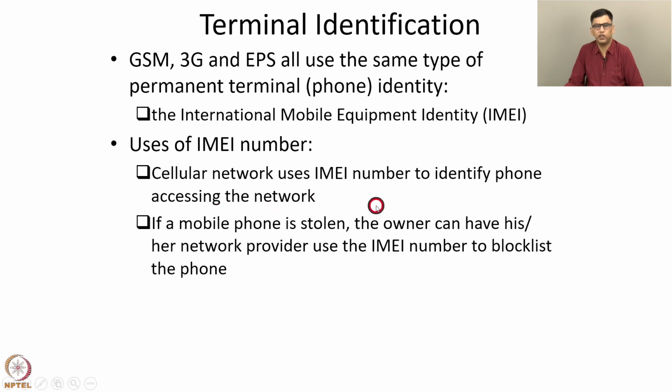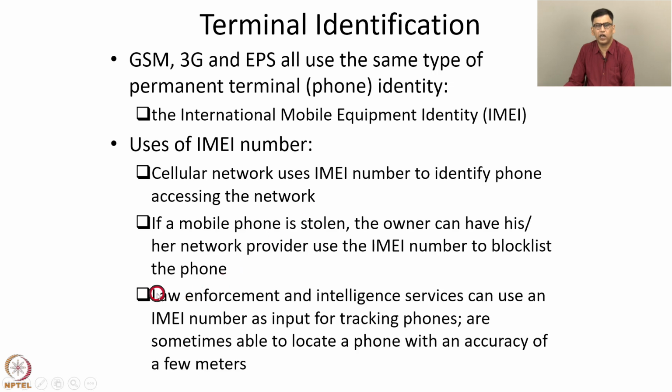If a mobile phone is stolen, then the owner can have his or her network provider use the IMEI number to blocklist the phone. So once the phone is blocklisted, someone who has stolen the phone is not able to use that phone, since it will be blocked. Hence, the person who stole the phone will not be able to use that to communicate with the network.